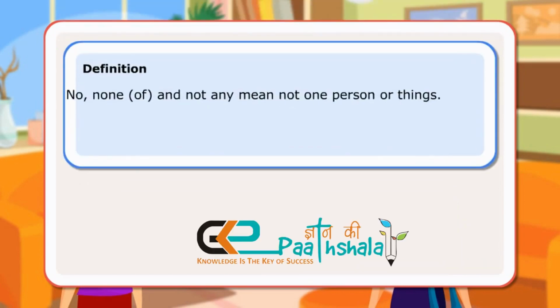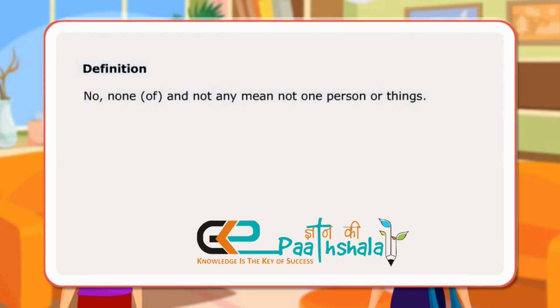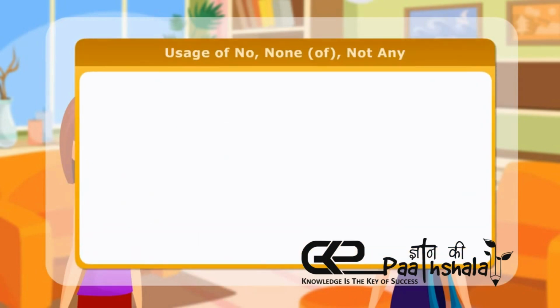Definition: no, none of, and not any mean not one person or thing. Usage of no, none of, not any. We use no plus noun.